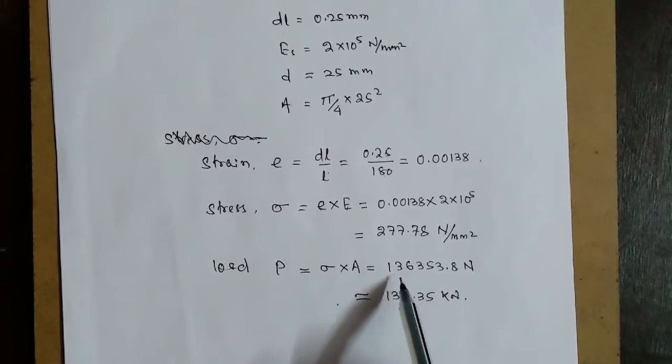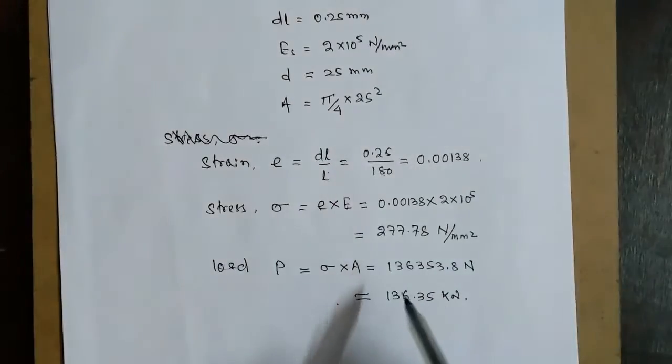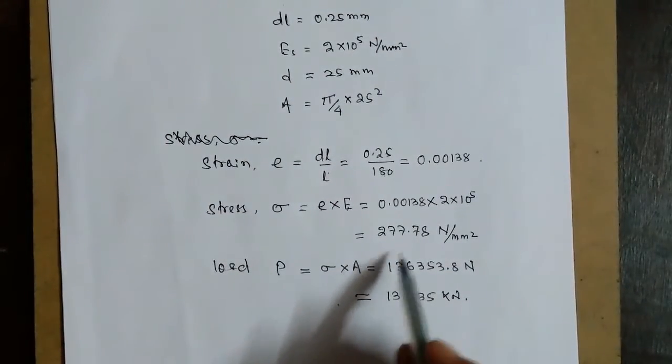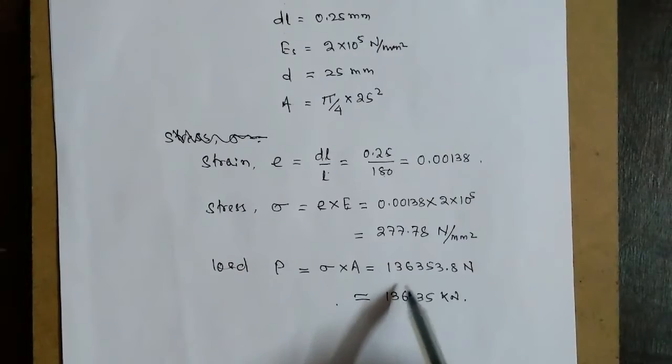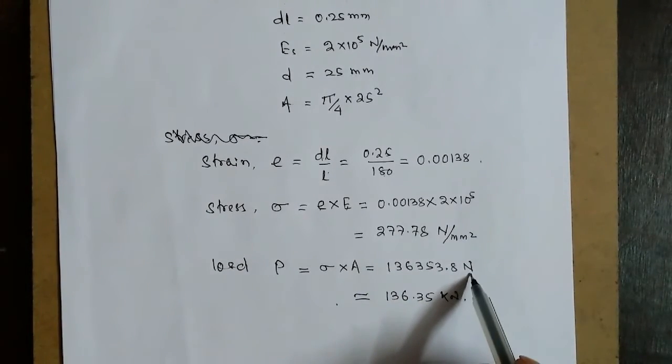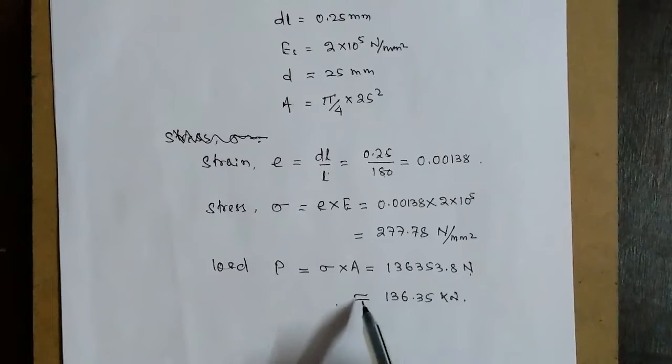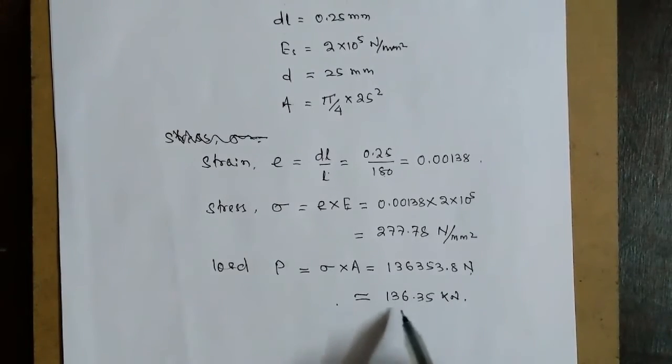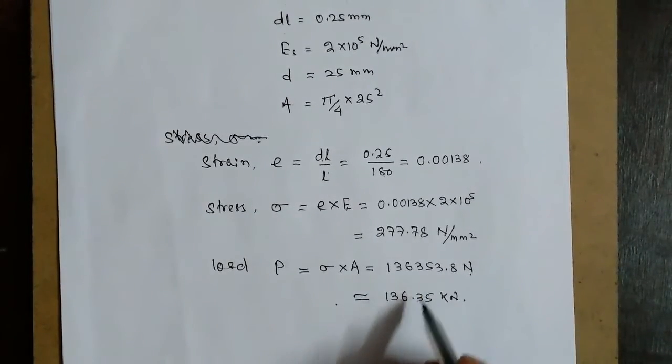Area is this one. If you multiply this stress by this area, you will get the answer. So this is the load in Newton. Generally, such a large value of Newton we can present in kilonewton by dividing by 1000. So this is the answer.